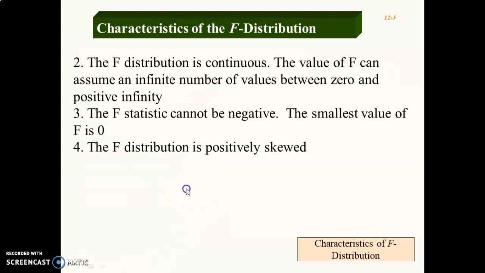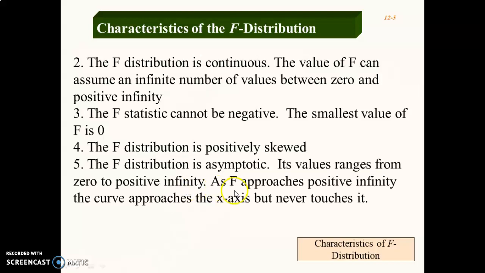The F distribution is asymptotic, meaning as the values of F increase, the distribution approaches the horizontal axis but never touches it. This is similar to the behavior of the normal probability distribution.